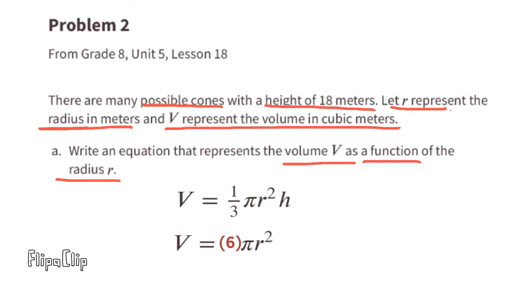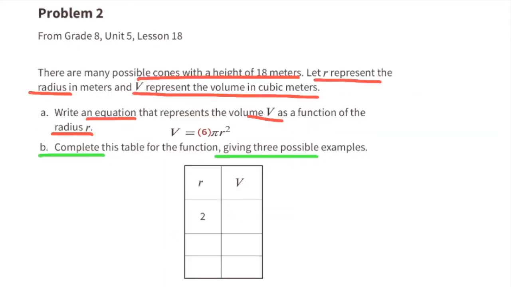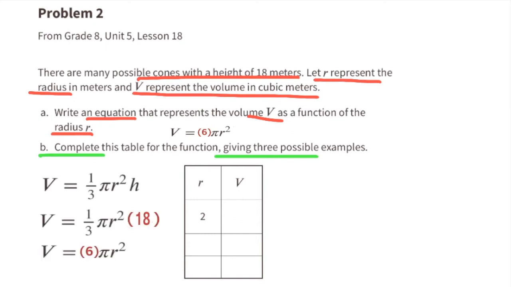This equation represents volume as a function of the radius, because the volume depends on the size of the radius. B. Complete this table for the function, giving 3 possible examples. Remember, we're going to use the equation V equals 6 times pi times r squared. So if the radius is 2, we'll substitute the r with a 2. Now it reads V equals 6 times pi times 2 squared.